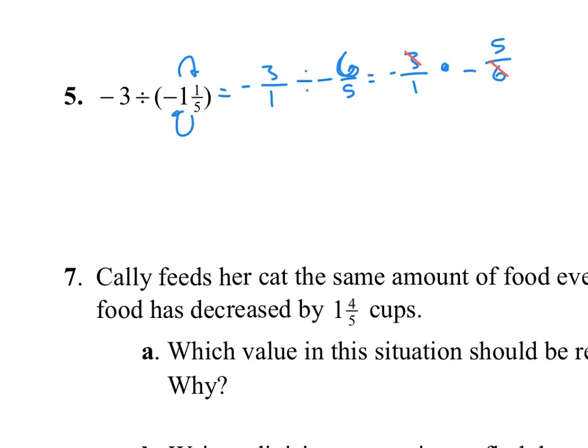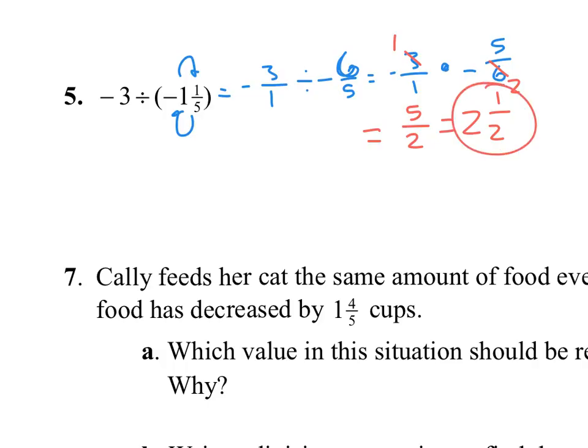So how many times will 3 go into 3? 3 will go into 3 one time. 3 will go into 6 two times. Okay, here we go. So we've got a negative times a negative, which is going to be a positive. So we got negative 1 times negative 5, which is 5. And then we got 1 times 2, that's 2. How many times will 2 go into 5? 2 will go into 5 2 whole times. My remainder is 1, and the denominator stays the same. So my final answer for number 5 is 2 1/2.